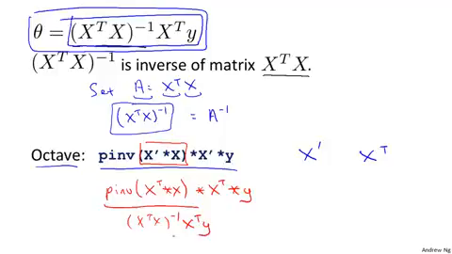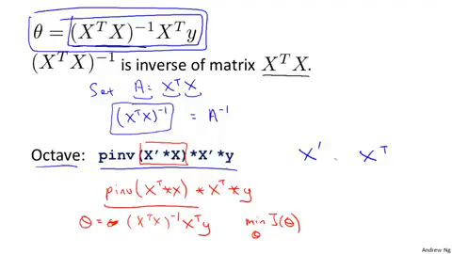I didn't prove it, but it is possible to show mathematically, even though I'm not going to do so here, that this formula gives you the optimal value of theta, in the sense that if you set theta equal to this, that's the value of theta that minimizes the cost function J of theta for linear regression.